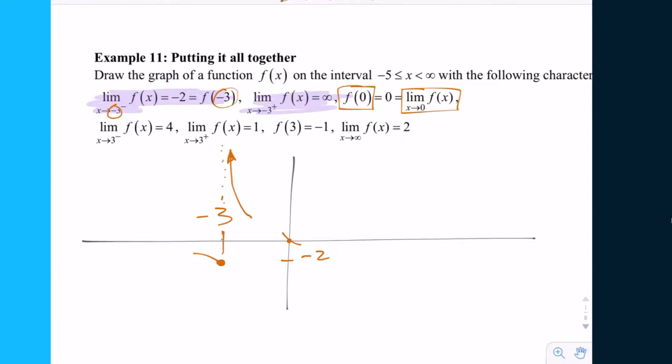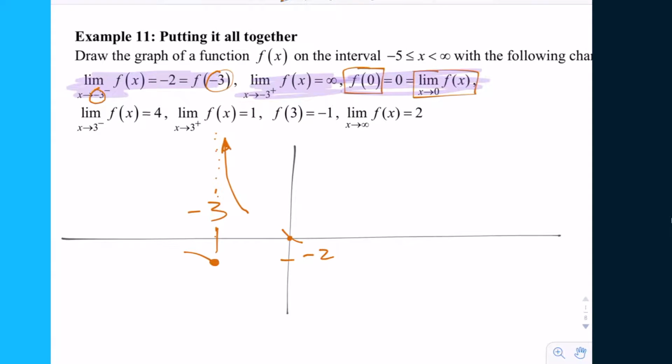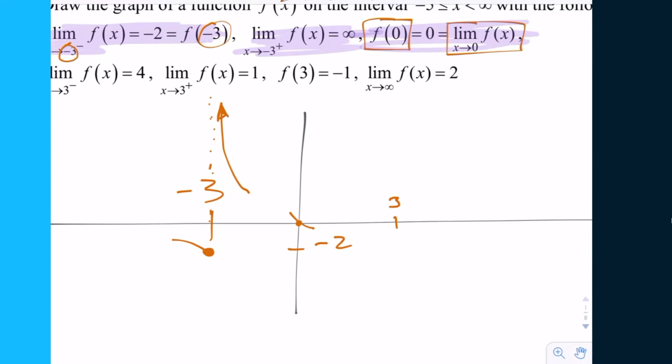Not too far on either side. All right, now I'm looking at +3. I'm done with all this. Going to +3. +3 is going to be about right here. And it says the limit from the left is 4. So I'm going to come up here and call that 4.